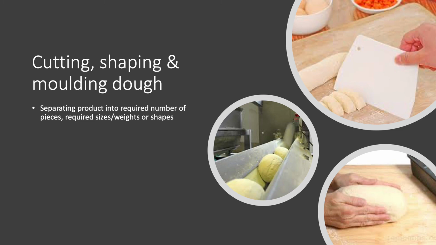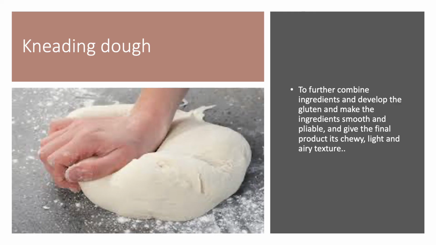Cutting, shaping, and molding. Probably sounds quite straightforward, but a lot of it's about portion control. Shaping is just about aesthetics, the way it looks, and molding is also just about aesthetics, the way we want it to look. Kneading is a process, and we will come to this in class. It's about stretching the proteins, which ultimately is just developing the gluten.